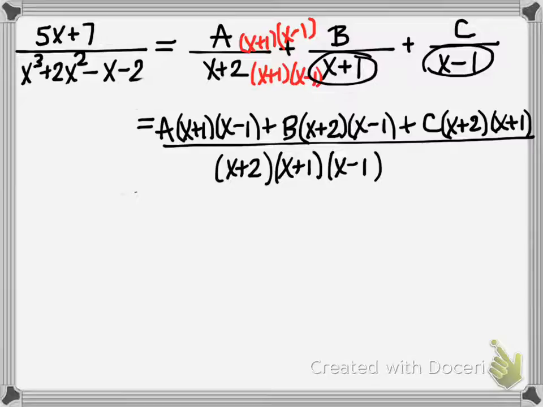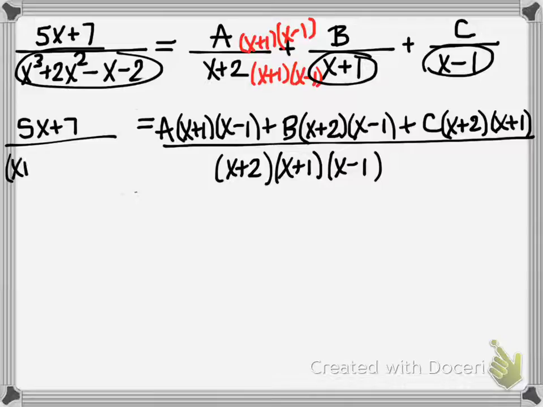And all of this is equal to 5x plus 7 divided by x cubed plus 2x squared minus x minus 2, which I'll go ahead and write in its factored form, since we already factored it. X plus 2 times x plus 1 times x minus 1. So now we have to do some algebra in this numerator, and we need to distribute. I'm going to opt to distribute the x plus 1 times x minus 1 first.